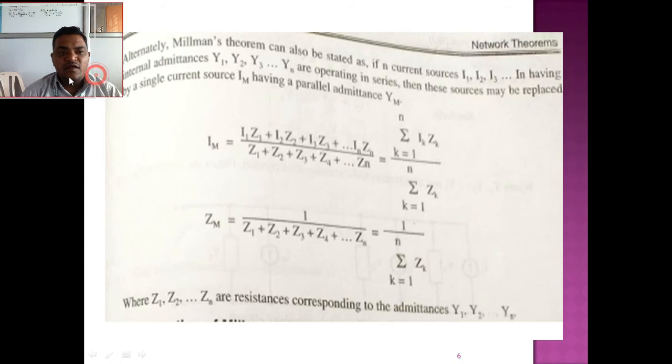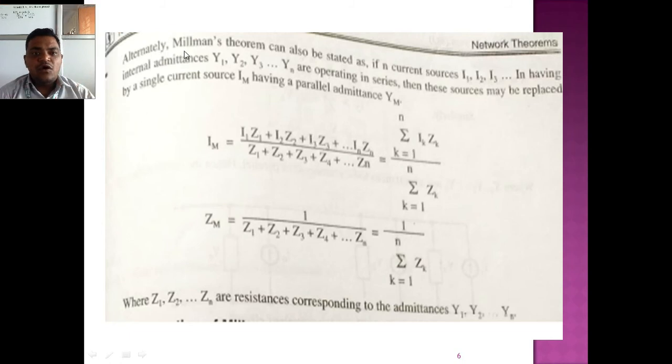So here basically, alternately, Millman's theorem can also be stated as: if n current sources are given, having internal impedances Y1, Y2, Y3 up to Yn operating in series, then the source may be replaced by a single current source. Previously we have seen that n number of voltage sources will be replaced by a single voltage source, and n number of resistances or admittances will be converted into a single resistance or impedance.